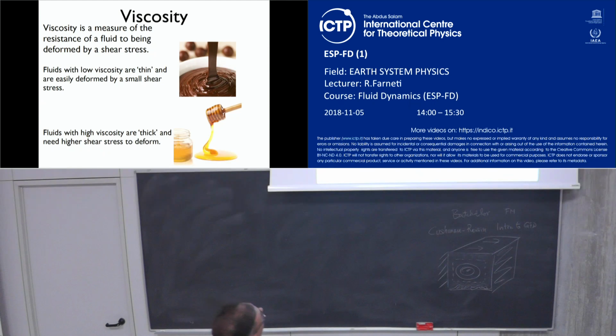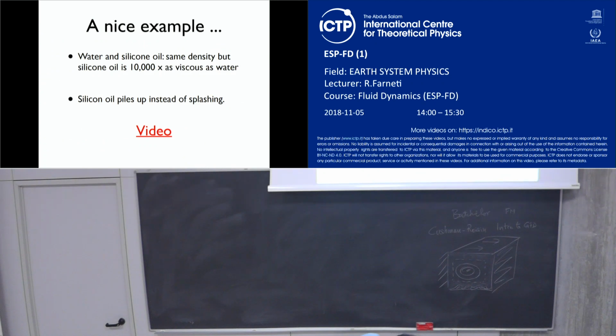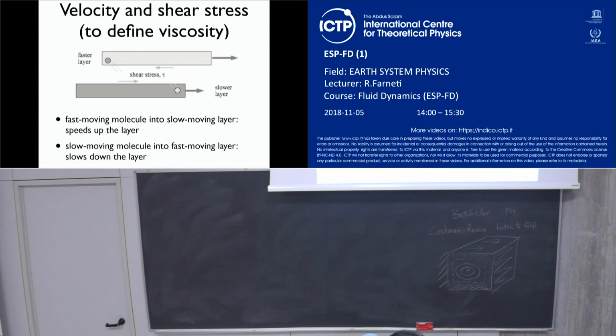When the fluid has low viscosity, it is called thin, and it can be easily deformed: a little bit of shear stress and you can deform the fluid. When fluids have high viscosity, they are called thick, and they need a lot of shear stress to be deformed. Two examples of thick fluids are chocolate and milk. Those have a lot of viscosity, and it takes much more shear stress to deform them as opposed to water, for example. This example doesn't work, so we'll see a different one.